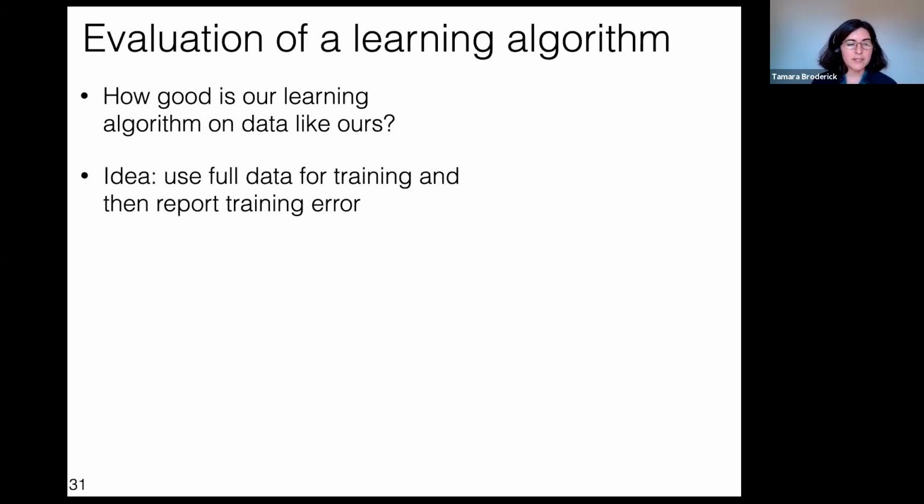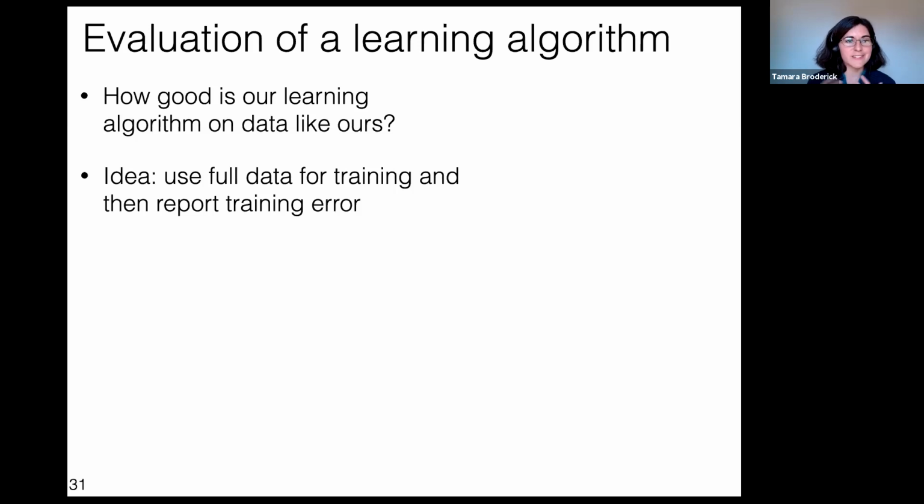Okay, so in some sense, the issue that we have, and this is an issue that you've been exploring in various problems, is that we only have the data that we have. It would be great if we had an infinite amount of data and we could try out all kinds of different things, but we only have the data that we have. And so perhaps we could use all of that for training and then report the training error.